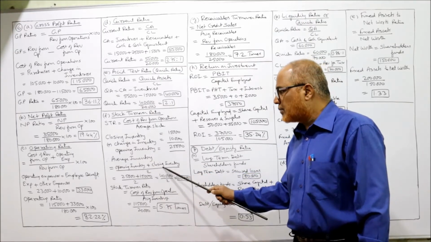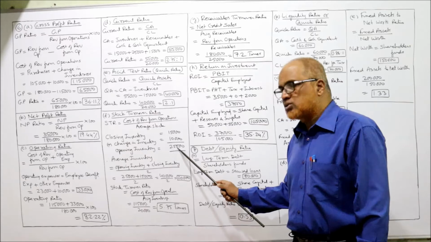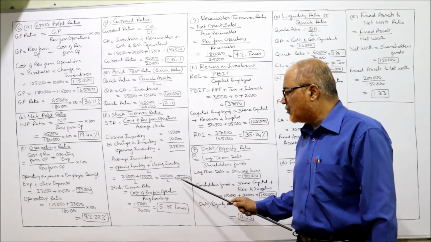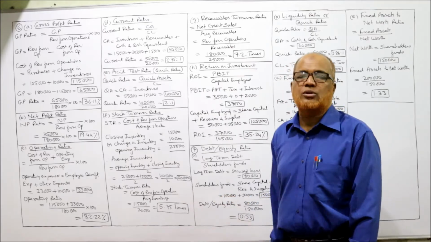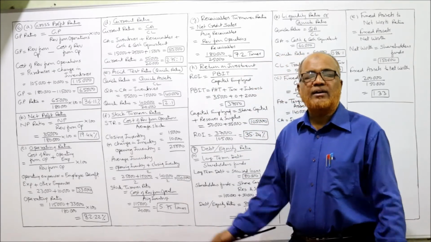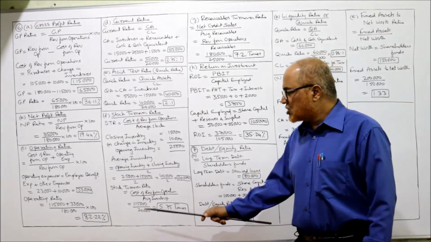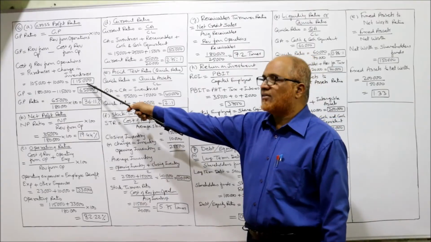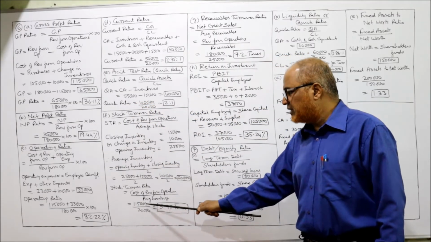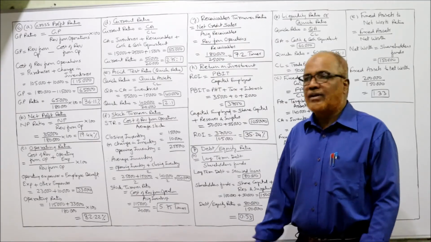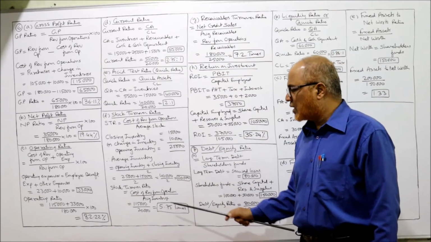Average stock, opening stock plus closing stock by 2. 25,000 opening stock, 15,000 closing stock divided by 2. 40,000 divided by 2, 20,000. So average stock is 20,000. Now easily we can find out stock turnover ratio. Cost of revenue from operation divided by average stock. Cost of revenue from operation is 1,15,000. So 1,15,000 by 20,000, 5.75 times. When you calculate turnover ratio, you should write on times.